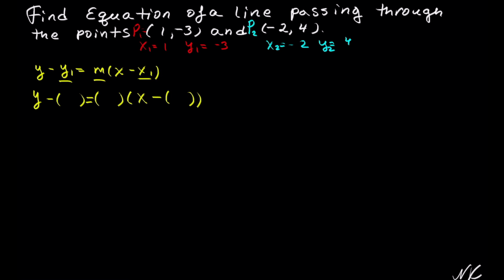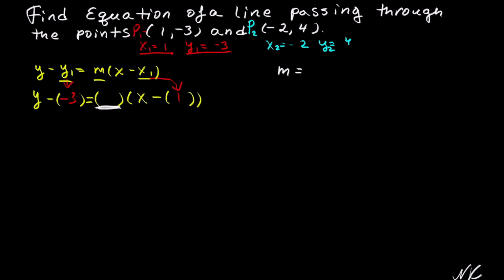From the information we are given, we know x1 and y1 that we can plug into the equation. So we will get y minus y1, which is -3, equals slope, which we don't know, times x minus x1, which is 1. The only missing part from the information given in the question is the slope. And we can calculate slope by looking at the change of y over the change of x.